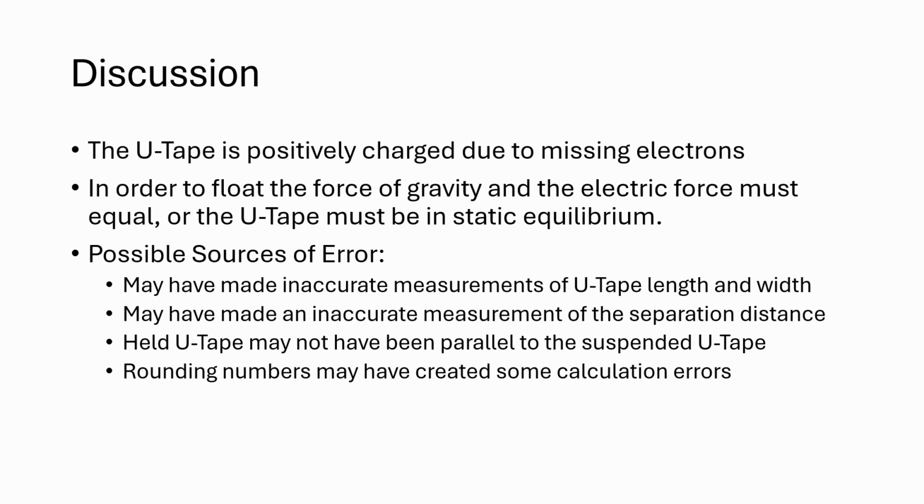Discussion: the U-tape is positively charged due to missing electrons. In order to float, the force of gravity and the electric force must be equal. Possible sources of error: we may have made inaccurate measurements of the U-tape length and width, may have had an inaccurate measurement of separation distance. The held U-tape may not have been parallel to the suspended U-tape, and rounding numbers may have created some calculation errors.